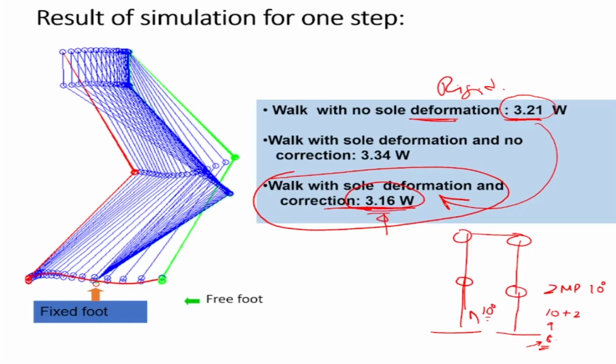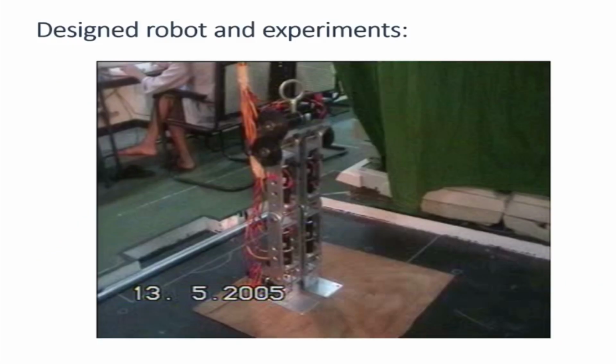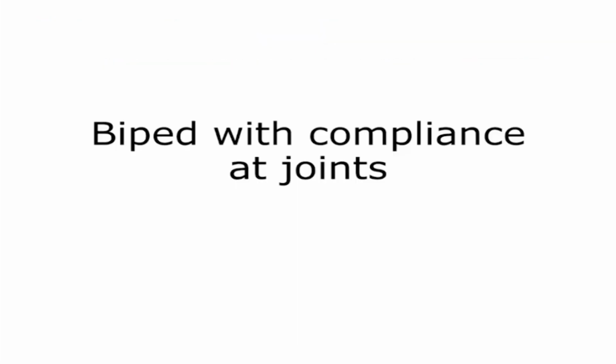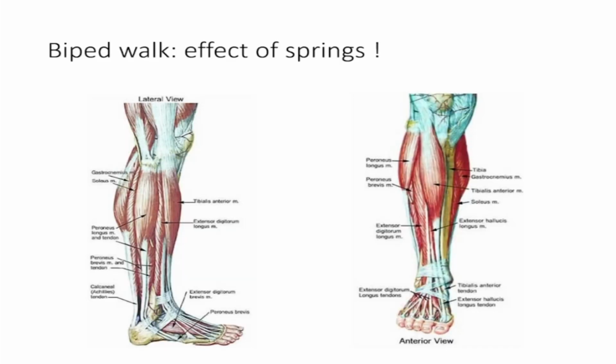This was a robot that was designed with compliant legs, and it can bend on one side. There is a little bit of oscillation, but then the energy requirement is a little less. Now from this we can also build robots with compliance at the joints. If you look at human legs, they are actuated by muscles, and then there are tendons.